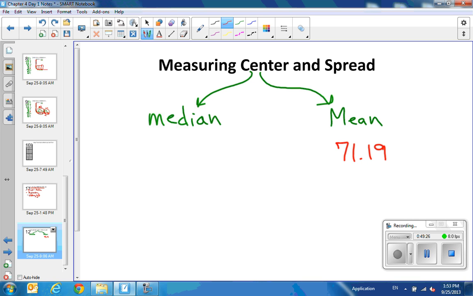Should we do this by hand so you can see it? The median by hand. You put it in order, you cross things out, and you get the middle number.